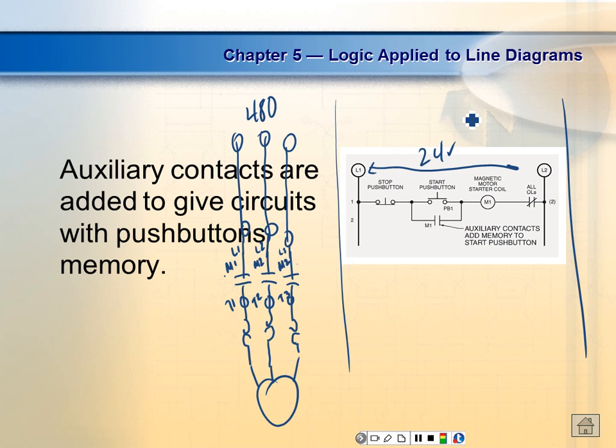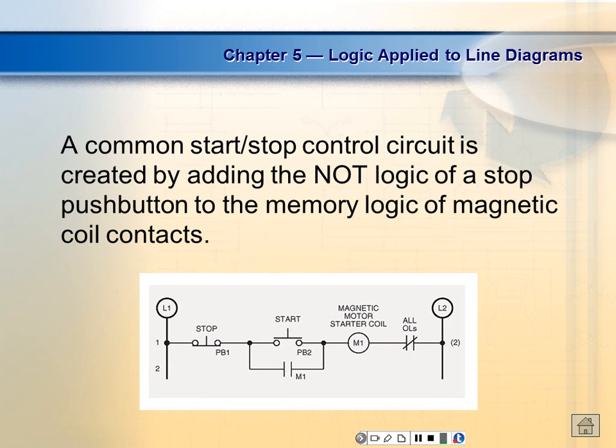So this would be a wiring diagram. This would be a line diagram, right? I bet we got it stripped down. A common start-stop control circuit, and we also call this a memory circuit, creates adding a NOT logic. So this is NOT. This is OR. NOT.